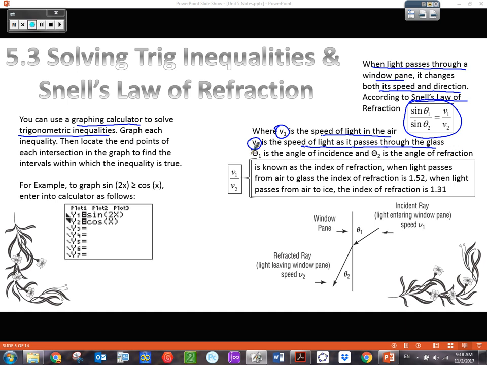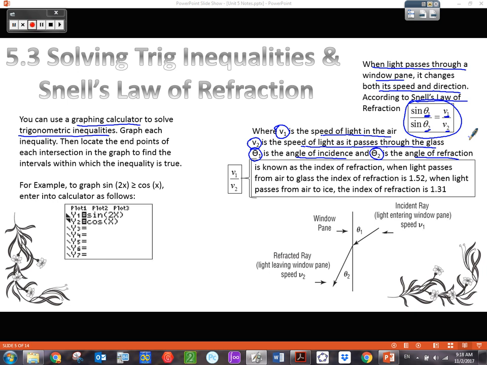Theta 1 is the angle of incidence, and we're going to look at a picture in just a moment to see what that actually means. What's an angle of incidence? And theta 2 is the angle of refraction. Okay, so we're just going through vocabulary. We've kind of indicated what each of these were: v1, v2, theta 1, theta 2. We just talked about what they are.